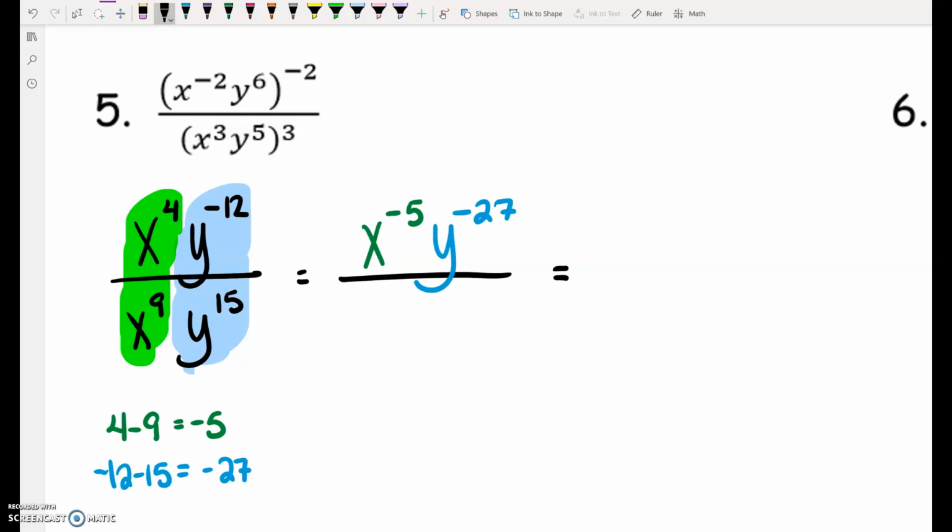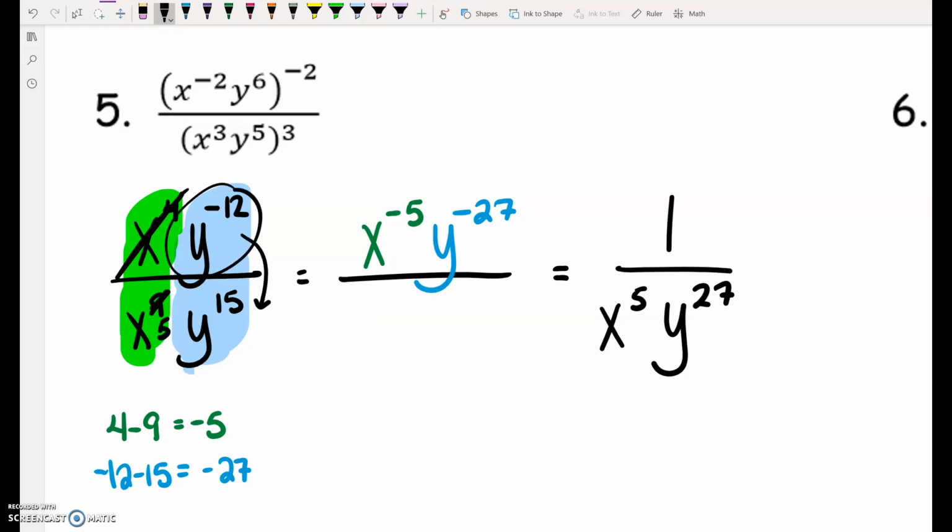4 minus 9 is negative 5, so we have x to the negative 5th. Negative 12 minus 15 is negative 27, so we have y to the negative 27th. This would be 1 over x to the 5th, y to the 27th. The other way to think about this is the 4 x's on the top would cancel out 4 of the 9, leaving 5 left over. The y to the negative 12th would go down to the bottom and join y to the 15th, and you'd have y to the 27th on the bottom. So you can use that subtraction property, or you can just look at where things are and move things where they need to go and then combine them there.